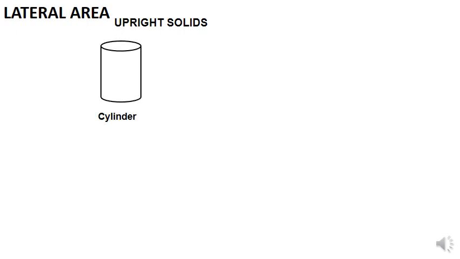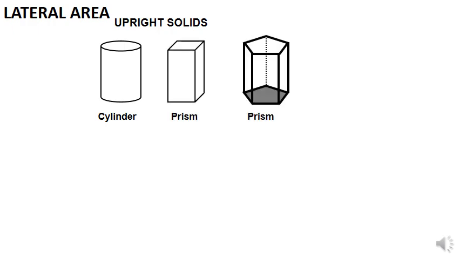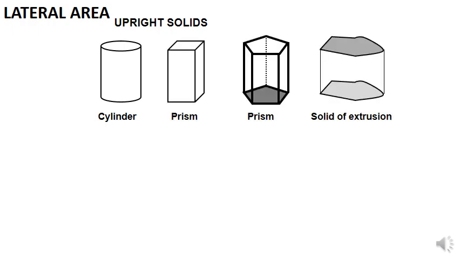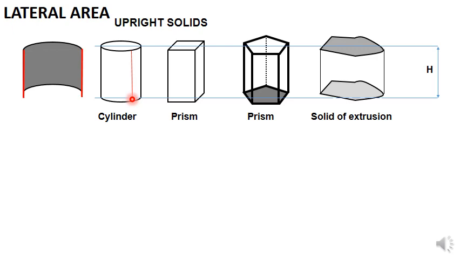Okay, how about computing the lateral area of this solid? We have a formula for the upright solids. In the case of the cylinder, the prism, or any other solid of extrusion, the formula to calculate the lateral area is simple. Let us consider this cylinder. If we cut the cylinder along that length and then we unfold that cylinder, what we get is this surface. If we make the surface plane, then we'll have a rectangle.